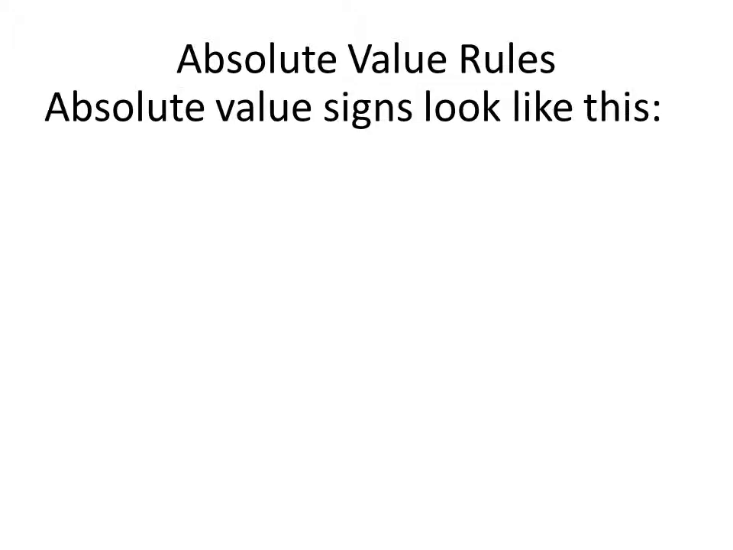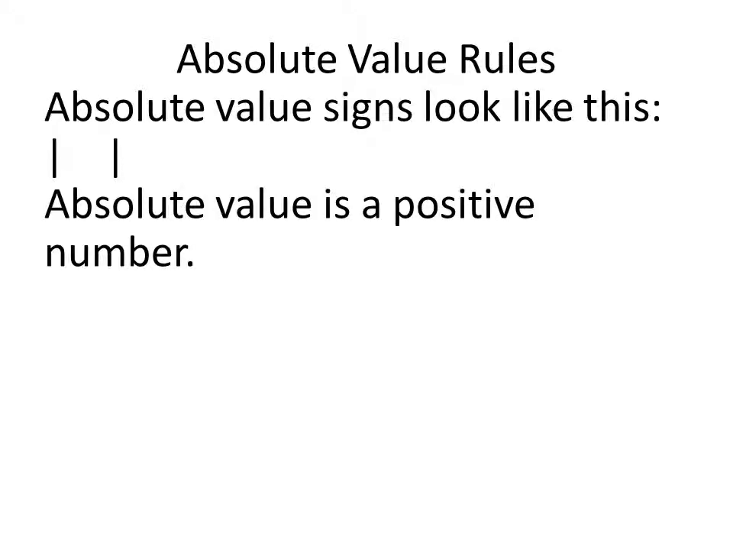The absolute value signs look like this. So you will see a number or an algebraic term between the two vertical lines. Absolute value is a positive number. So, for example, if you have a negative number between the two lines, the absolute value of that negative number will be a positive number.